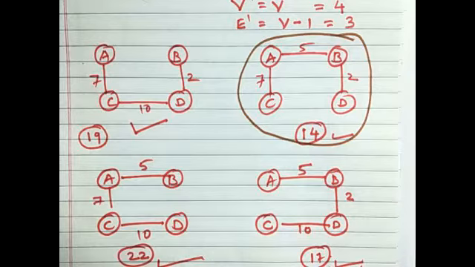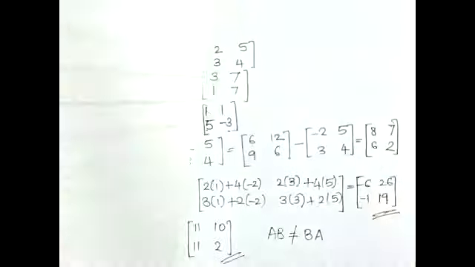Now we are going to discuss 2 different approaches or methods which will help us in calculating the minimum cost spanning tree for any given graph. The 2 methods are, first, Prim's method, and second, Kruskal's method. Let us try to understand what Prim's method and Kruskal's method are.